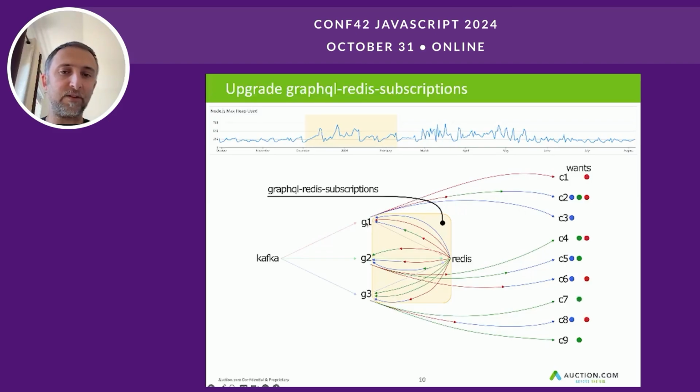G1 never got the green message, and yet somehow it still has to send it to C2, right? So the way we reconcile that is we send all the messages to Redis, and then Redis says, does G1 have a subscriber for this green message? Oh, yeah, they do. Okay, then I better forward it.